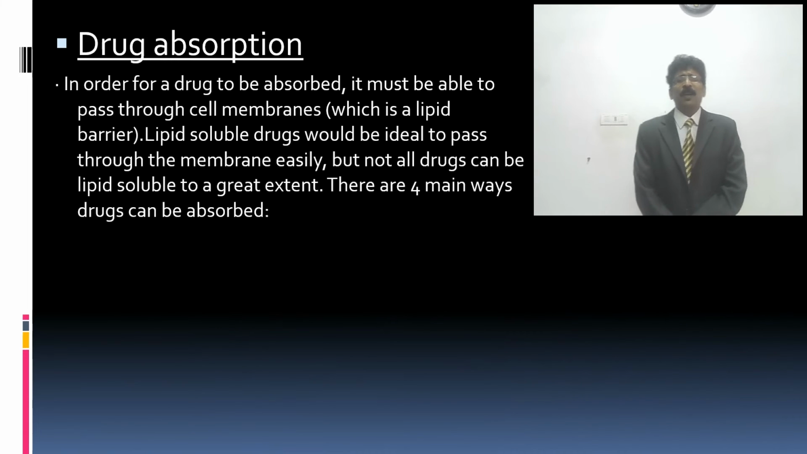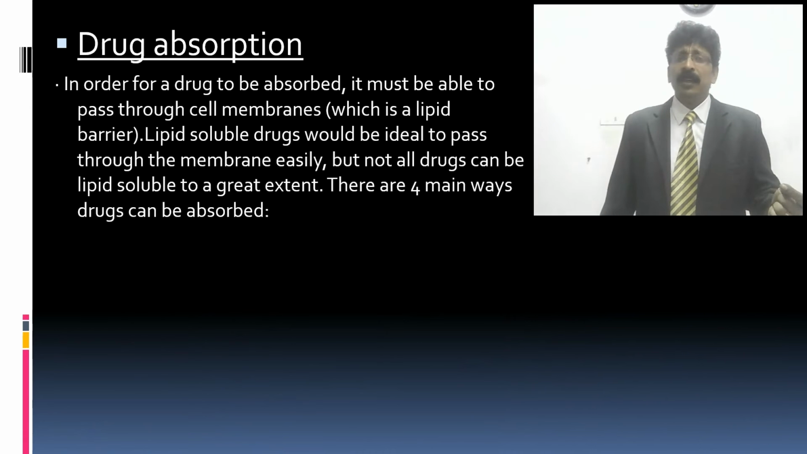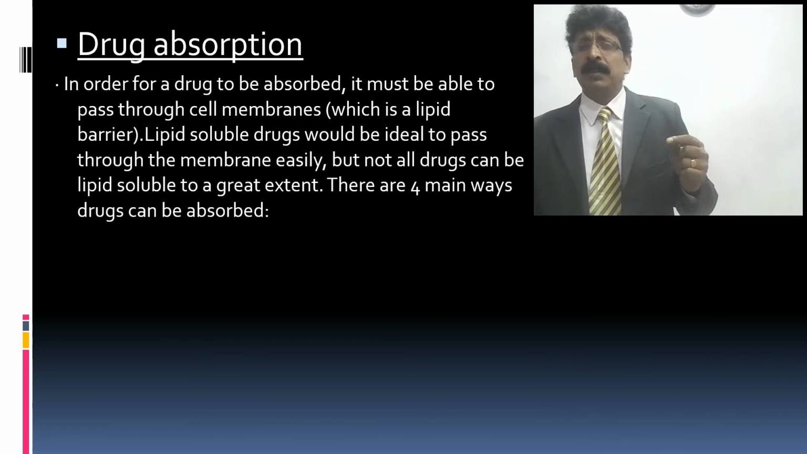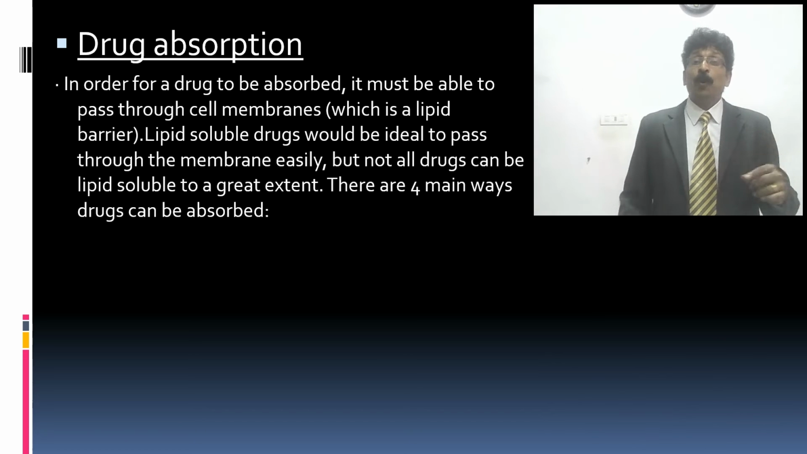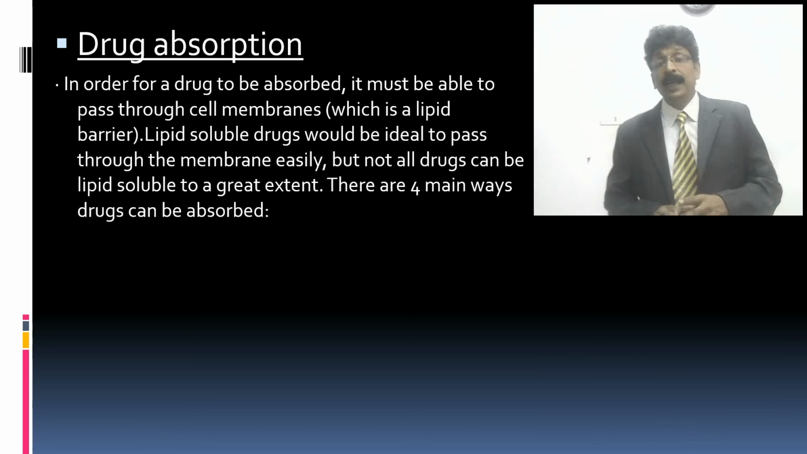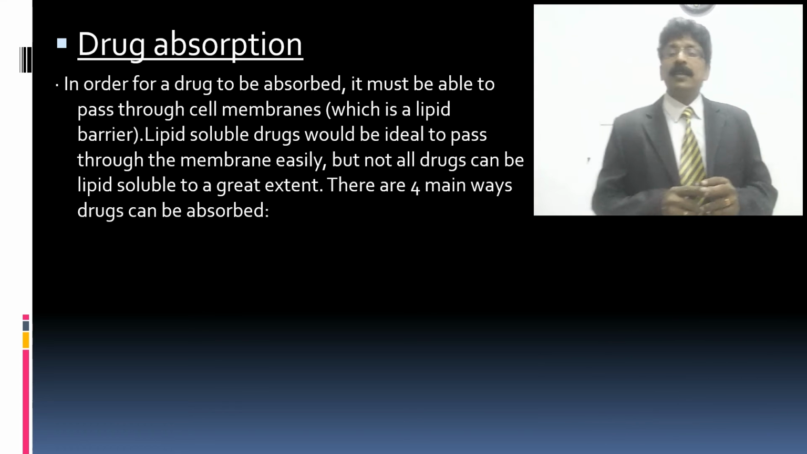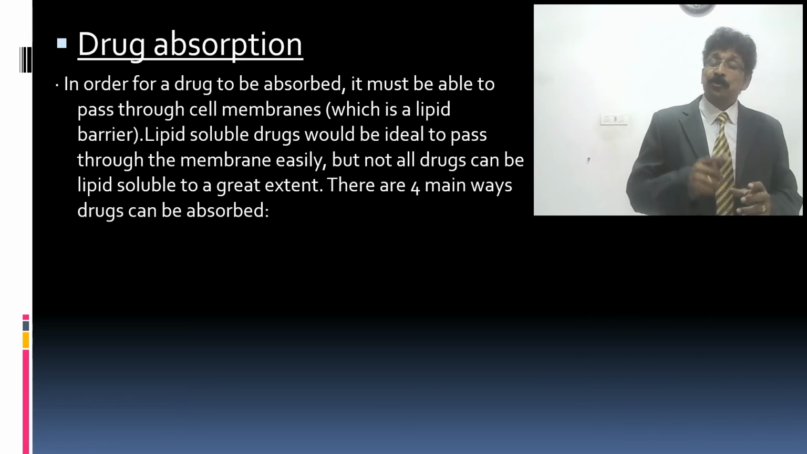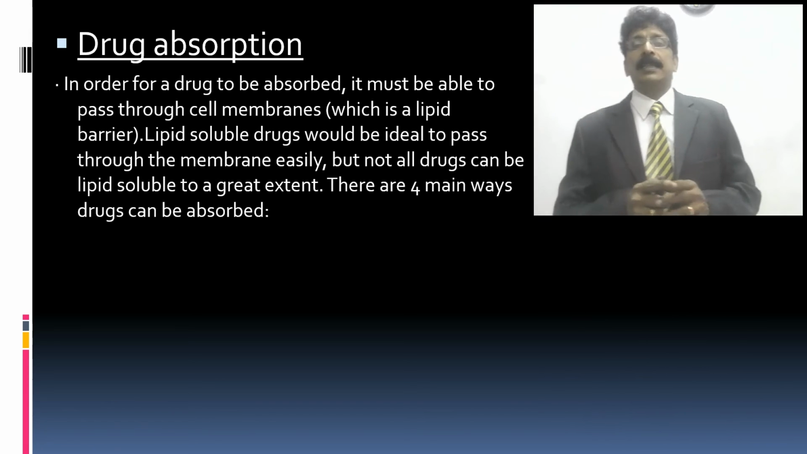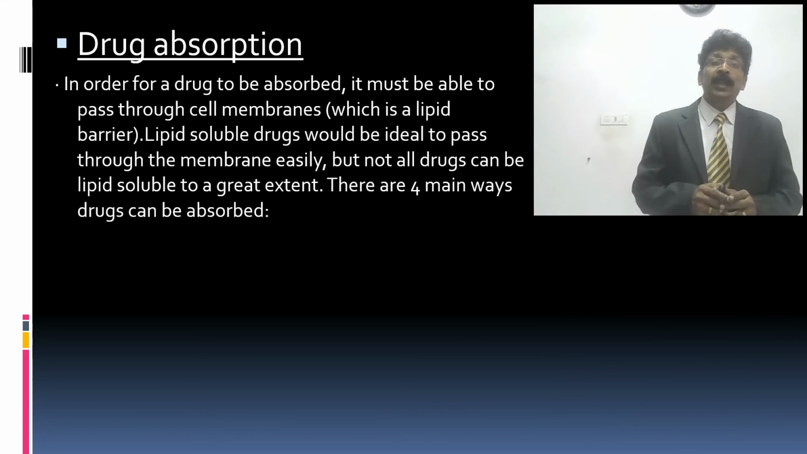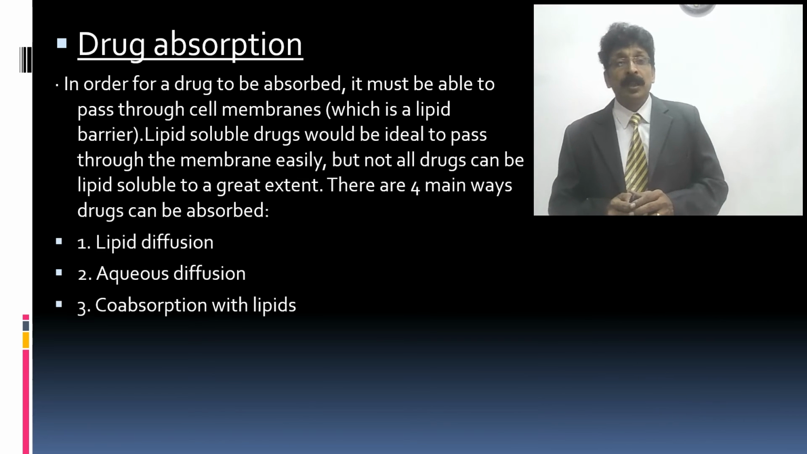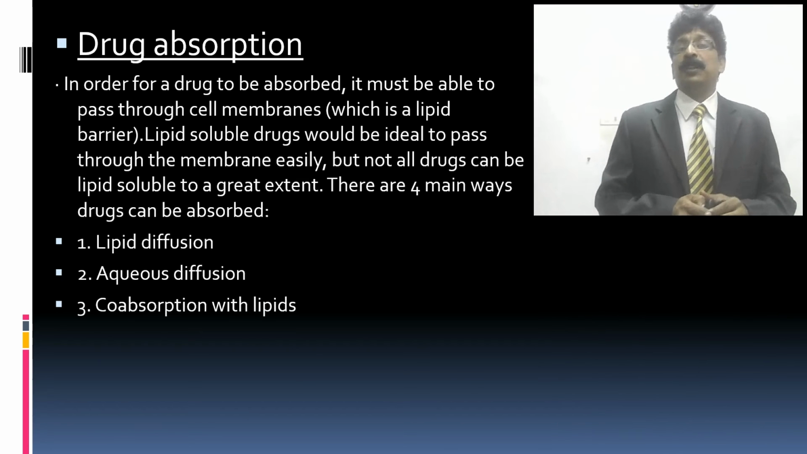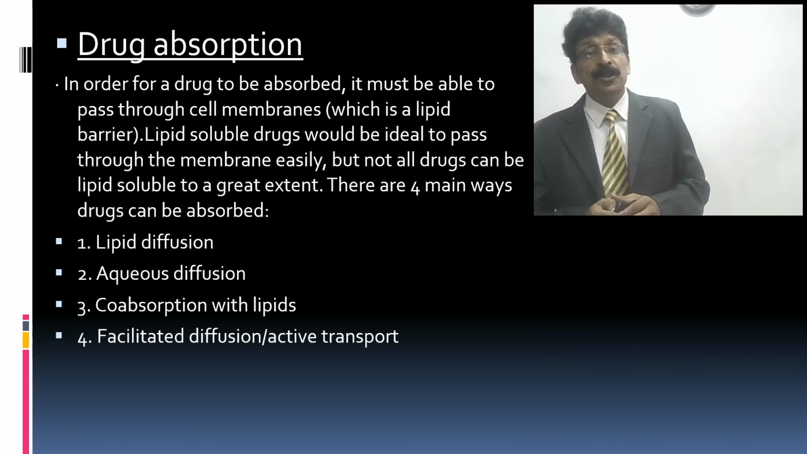Drug absorption. In order for a drug to be absorbed, it must be able to pass through the cell membrane, which is a lipid barrier. Lipid soluble drugs would be ideal to pass through the membrane easily. But not all drugs can be lipid soluble to a great extent. There are four main ways for a drug to be absorbed: lipid diffusion, aqueous diffusion, co-absorption with lipid, and facilitated diffusion or active transport, which we have seen explained there.